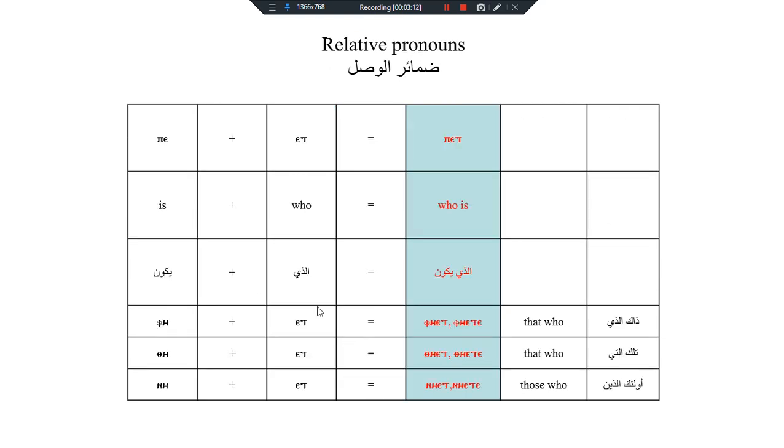Here we talk about when it is compounded between the verb to be and it and becomes bet, and here we find it compounded with the pronouns fi, thi, and ni: fi it, thi it, ni it. It means that who or those who. That who for masculine, that who for feminine, and those who for plural.